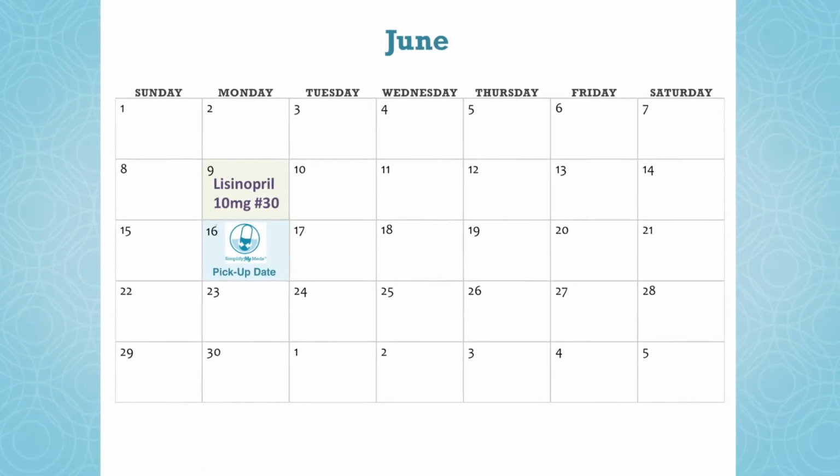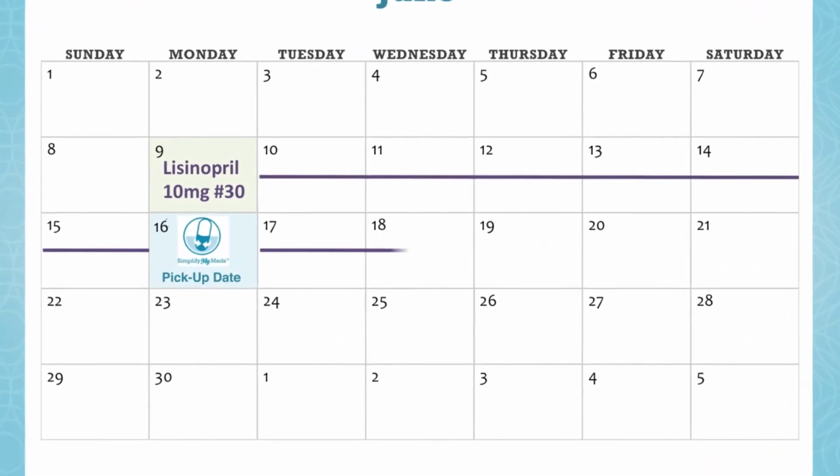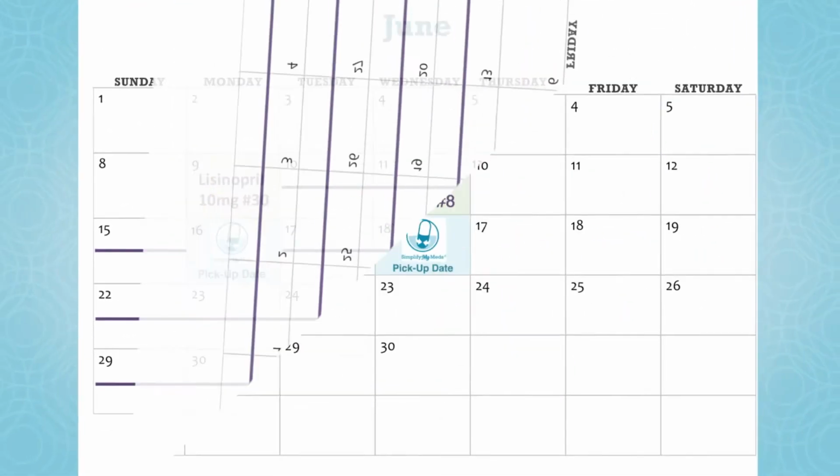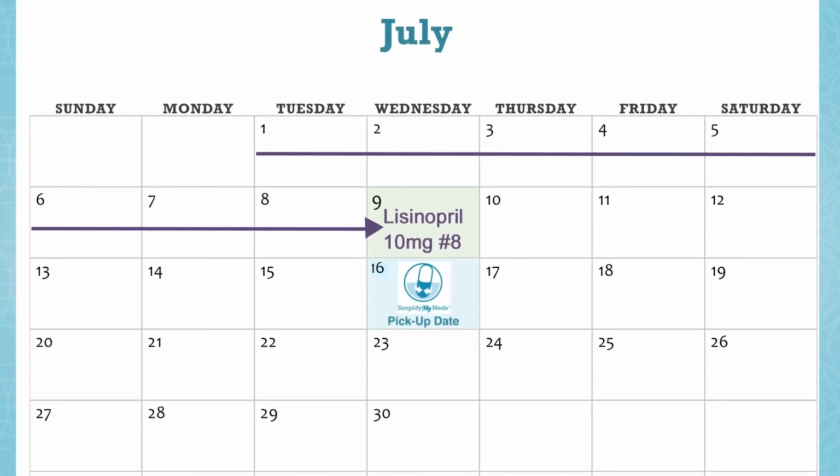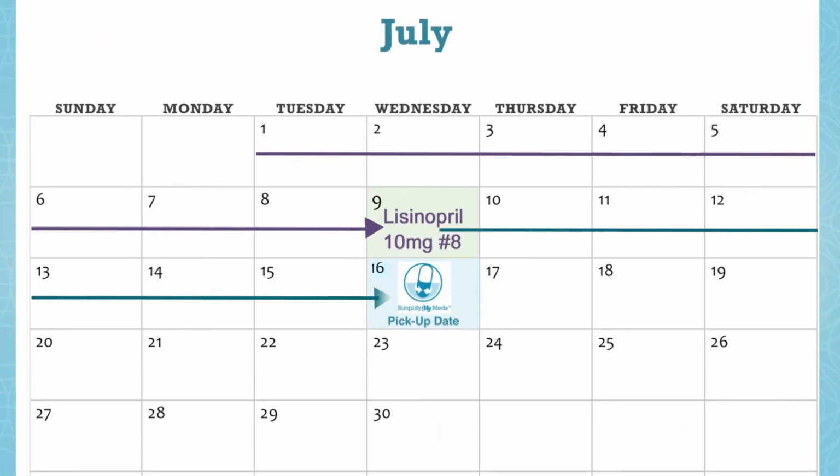Additionally, since the patient has already filled her lisinopril for 30 days on the 9th of this month, the patient would need an additional 8 lisinopril tablets to get to the 16th of next month. Contact the patient's prescriber by phone or using the physician fax form and request 2 prescriptions for each synchronized medication, one for the quantity required for synchronization and a second for the normal monthly quantity.